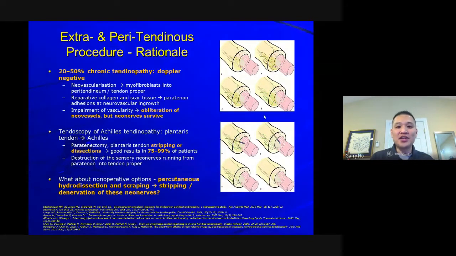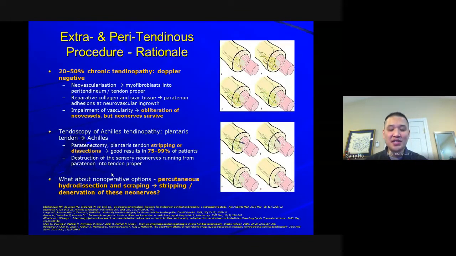And while you don't see the Doppler positivity, you still have these adhesions onto the surface of the tendon with the surrounding soft tissues from which these nerves have sprouted into the tendon and continue to cause neurogenic inflammation. And so there have been plenty of studies looking at both open, mini-open, and tendoscopy, which is a type of endoscopy, approach at obliterating these tissue planes, specifically around the plantaris, separating that tissue plane between the plantaris and the Achilles tendon with fairly good results in people with Achilles tendinosis. And so the question remains, well, can we do this non-operatively?